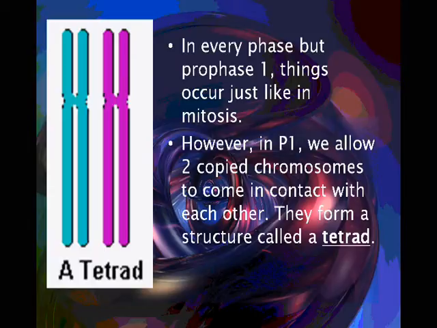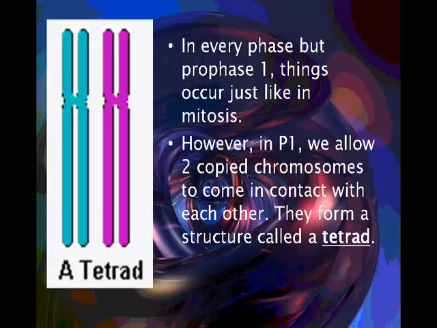In every phase except for prophase, things occur just like mitosis. In prophase, chromosomes condense, and in meiosis, they pair up, whereas in mitosis, they did not. In metaphase, they line up in the center. In anaphase, they're pulled to the poles, and in telophase, a nuclear envelope reforms.